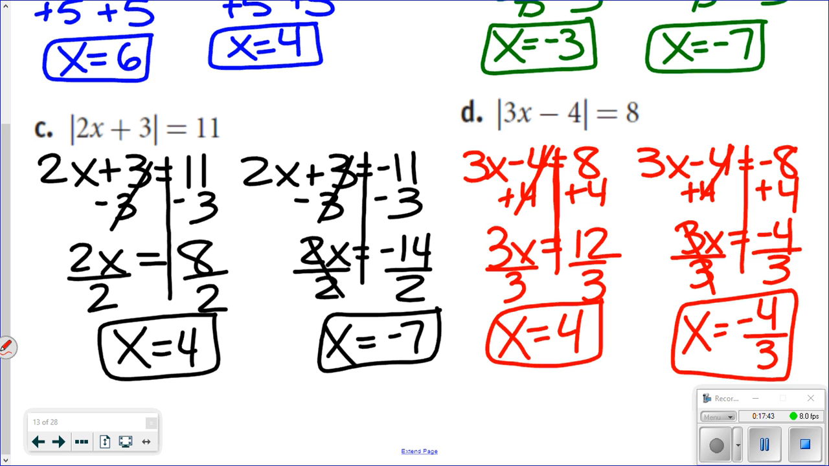So just a reminder, step 1, we need to isolate if necessary, which we didn't have to do for most of these questions. But then step 2 is we're going to set up 2 equations. One's positive, one's negative. Solve them both, and we get 2 totally different answers. Okay? And what stays the same is whatever is inside of our absolute value bars. 3x minus 4, 3x minus 4. Over here, 2x plus 3, 2x plus 3. That stays the same in both equations.